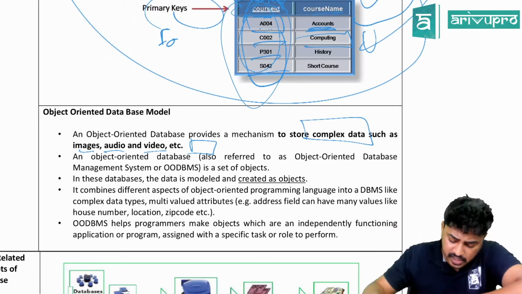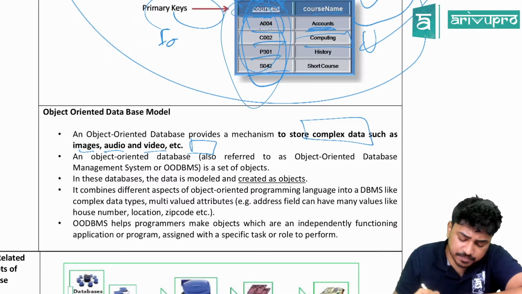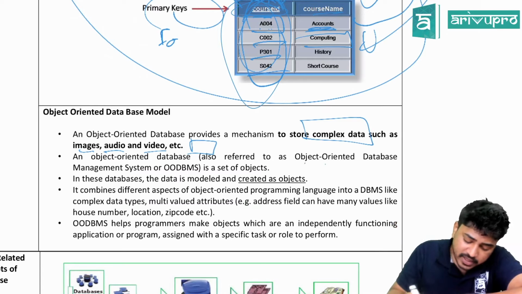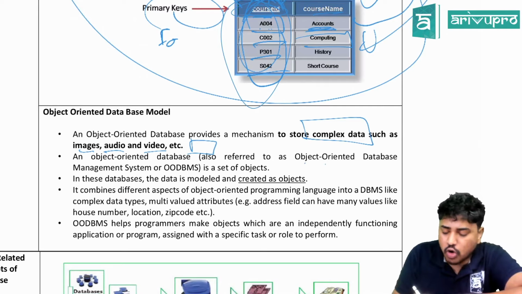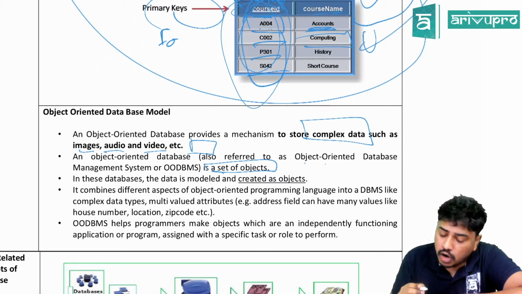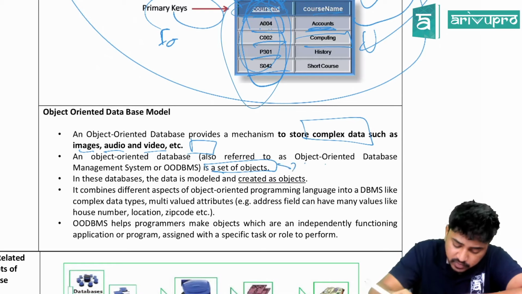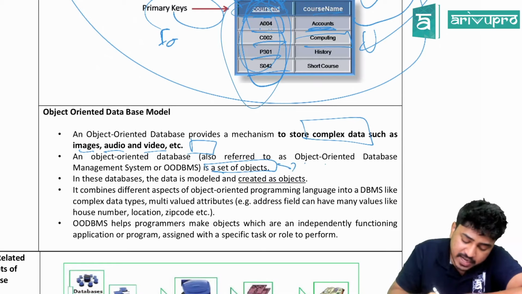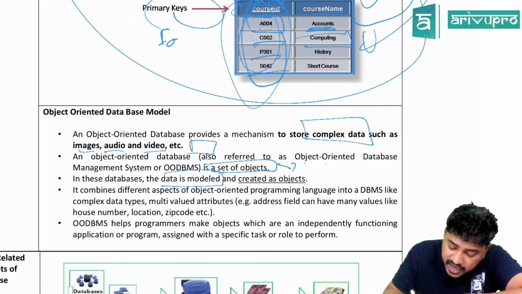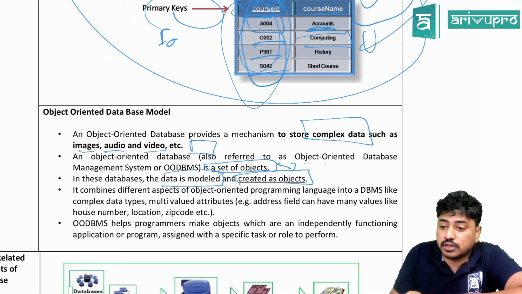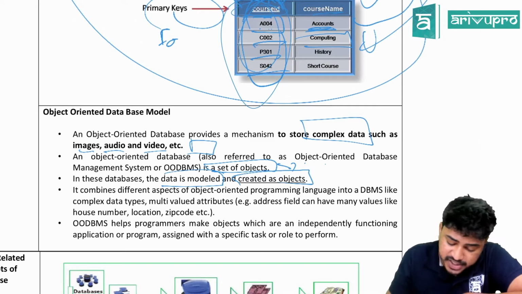Now, let us understand this further. An object-oriented database, also called an Object-Oriented Database Management System or OODBMS, is a set of objects. What is this set of objects? Will come very shortly. In these databases, the data is modeled and created as an object.